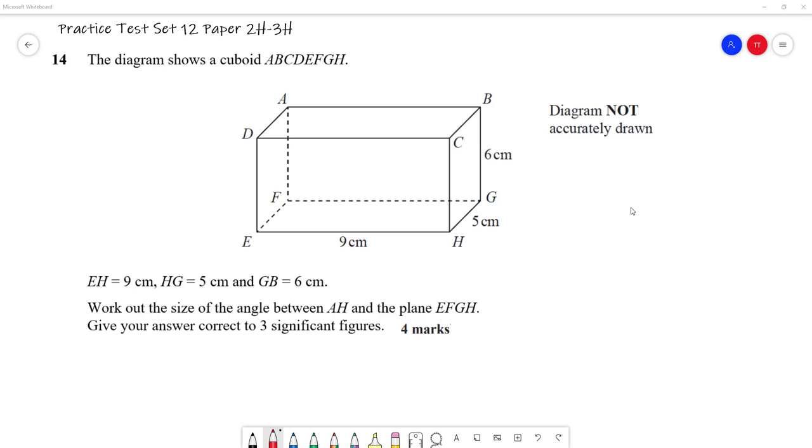In this video, we're going to look at 3D trigonometry. The question says, work out the size of the angle between AH and the plane EFGH. Give your answer correct to 3 significant figures.